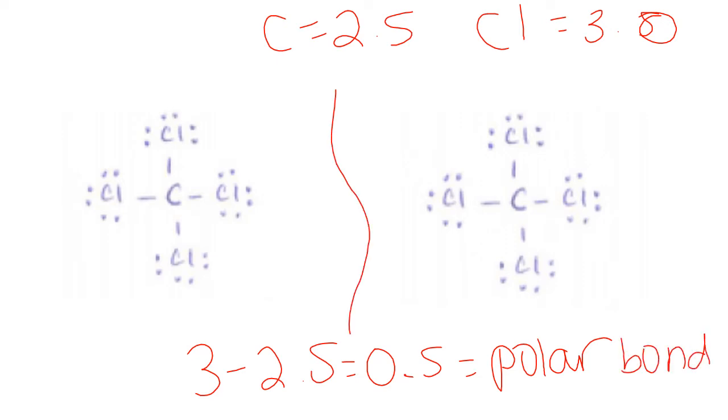Each one of these, that's a polar bond, that's a polar bond, that's a polar bond, that's a polar bond. So if I asked you how many polar bonds are in CCl4, you would say there are 4 polar bonds. All of those bonds are polar because the difference is 0.5.